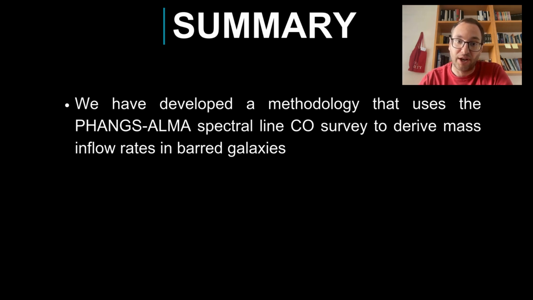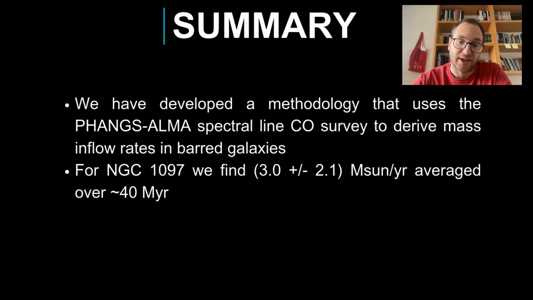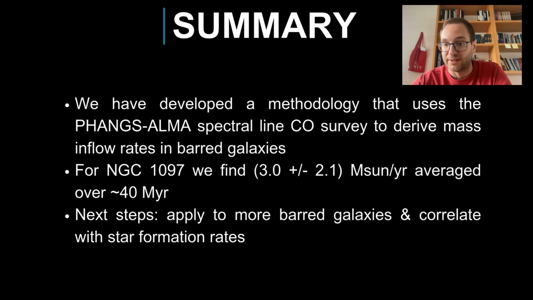So in summary, in the PHANGS collaboration, we have developed a new methodology that uses the PHANGS-ALMA spectral line CO survey to derive the mass inflow rates in barred galaxies. For NGC 1097, we find an inflow rate of 3 plus or minus 2 solar masses per year when averaged over timescales of roughly 40 million years. The next steps will be to apply this to more barred galaxies and to correlate the inflow rates with the star formation rates in a systematic way for a large sample of galaxies.